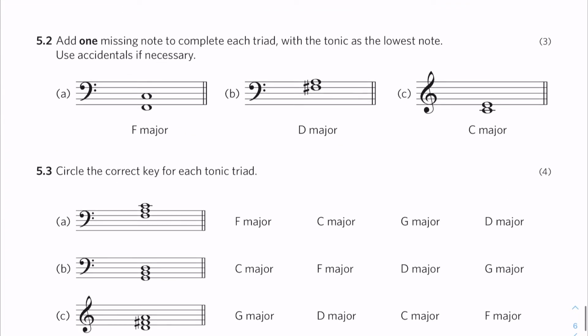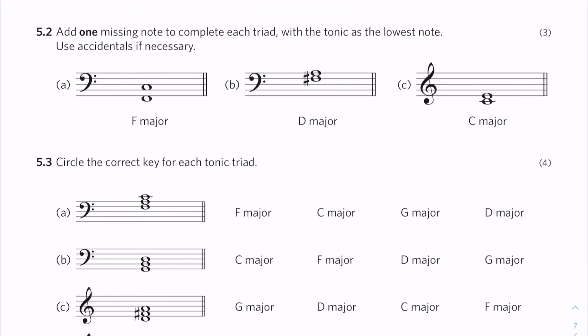Question 5.2, add one missing note to complete each triad with the tonic as the lowest note. So the do is at the bottom, your lowest note. Use accidentals if necessary. Again, accidentals are your sharp, natural, or flat.